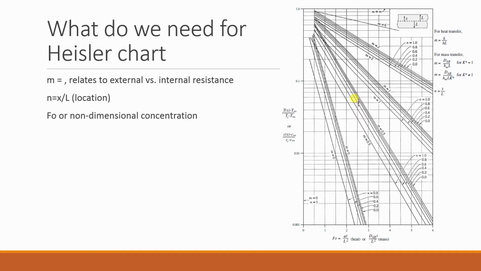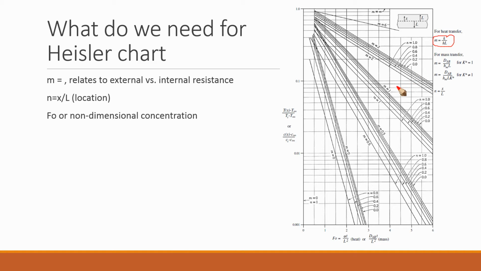So note, to read Heisler chart, you first have to decide which set of lines. The set of lines correspond to different values of m, and m depends on the boundary conditions. M depends on the ratio between external and internal resistance. M, if you look at it, is really just inverse of Biot number.